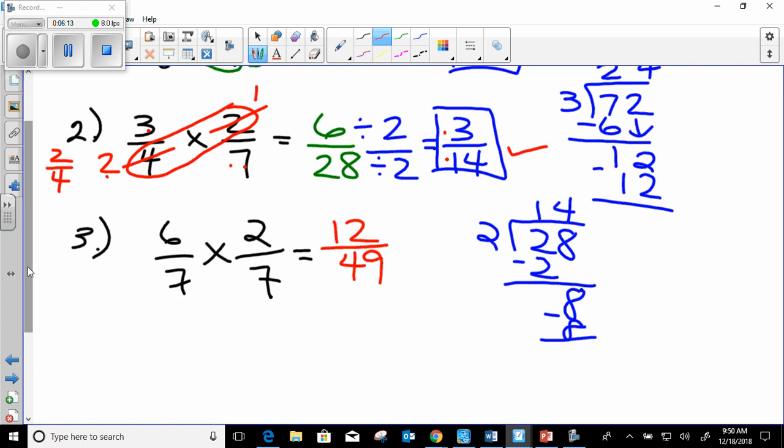So that looks like it's already in lowest terms. So that is the answer. So let's look at the next sheet.